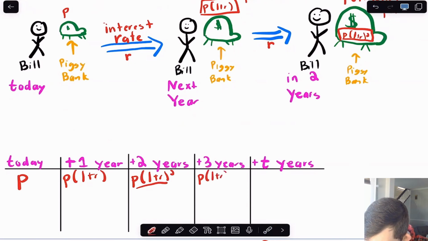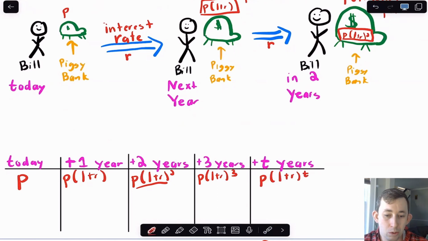which means we're going to have P times (1 plus R) to the third, which means after T years, we're going to have P times (1 plus R) to the T, because that pattern that you see in years 1 through 3 is just going to keep going. So in T years, I just have P times (1 plus R) to the T. And that's how I can figure out how much money I'll have T years from now if I put P dollars in the bank today.